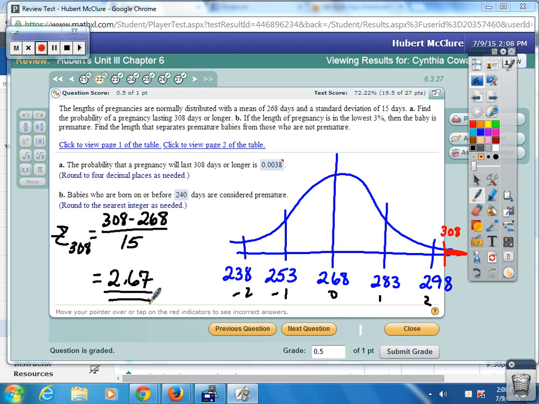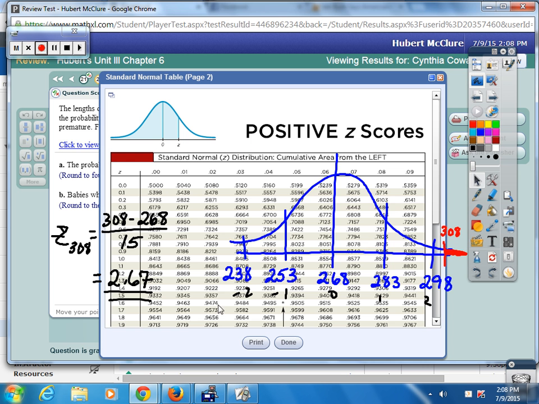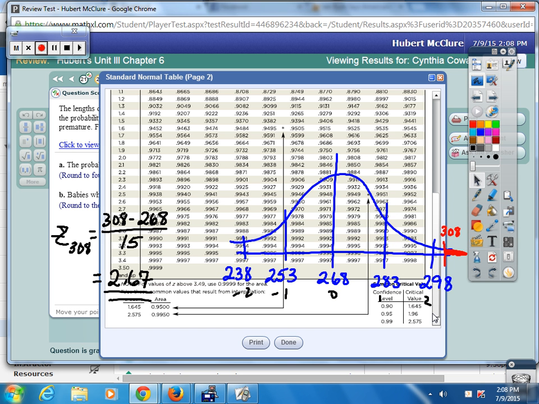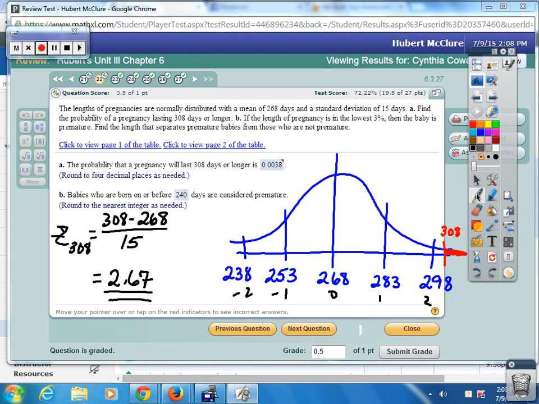So go to your handy-dandy table and find 2.67. 2.6, 0, 1, 2, 3, 4, 5, 6, 7. I get 0.9962. What do y'all get? And that is what area? That's the blue area, 0.9962. That's this area right here. Okay, but we don't want that area. We want the red area.